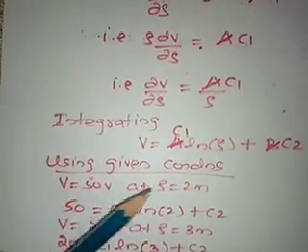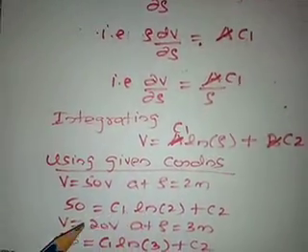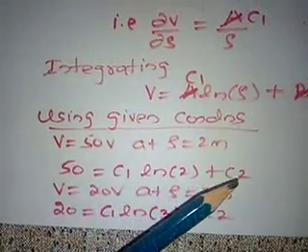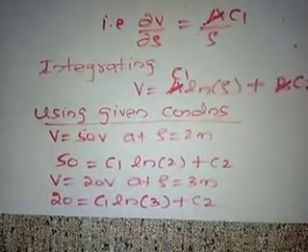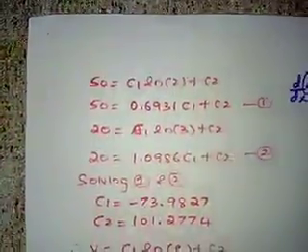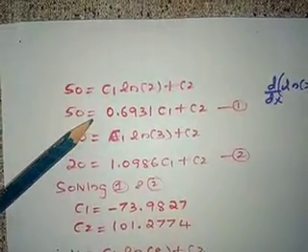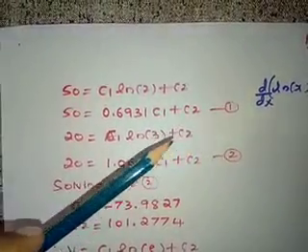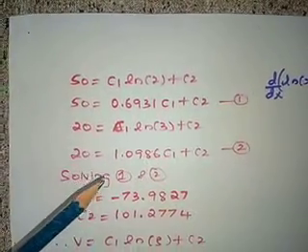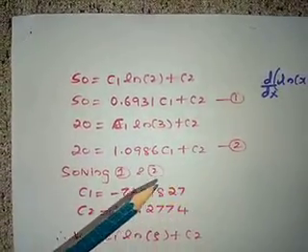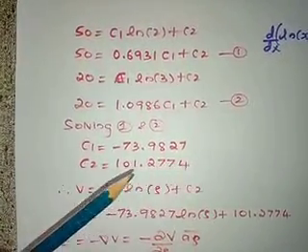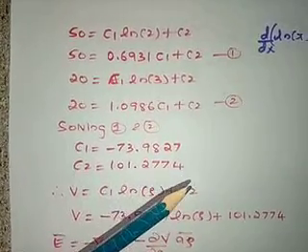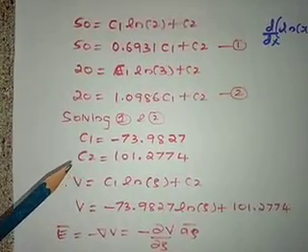Now apply the given boundary conditions. V is equal to 50 volts at rho is equal to 2 meters, so 50 is equal to C1 ln 2 plus C2, that is 50 is equal to 0.6931 C1 plus C2. V is equal to 20 volts at rho is equal to 3 meters, so 20 is equal to C1 ln 3 plus C2, or 20 is equal to 1.0986 C1 plus C2. Solving these two equations simultaneously, we get C1 is equal to minus 73.9827 and C2 is equal to 101.2774.